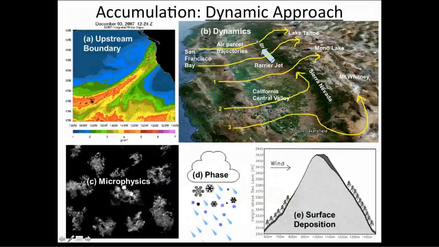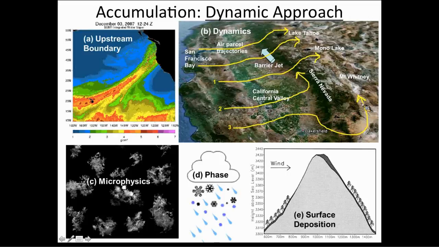So the first thing you need to think about is the accumulation season. What really is controlling how much snow is accumulating in the mountains? And I've found over time that it works much better to take a dynamic approach. First, you really need to understand the upstream boundary conditions. What you see here in A is a picture of an atmospheric river impinging on the California west coast.